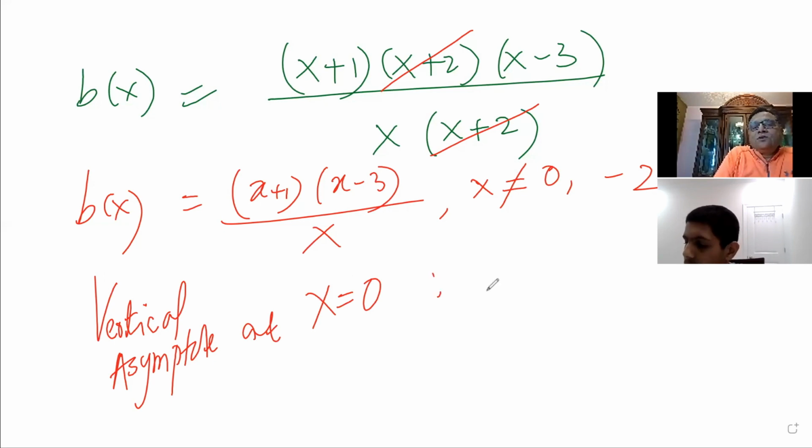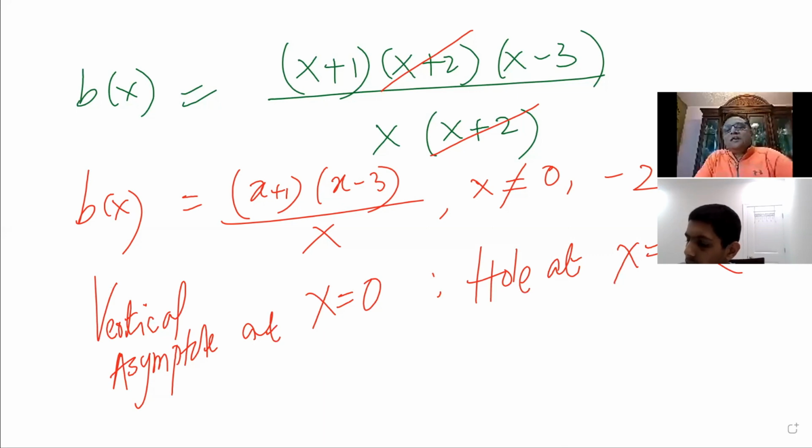And it has a hole at x equals minus 2. Do you understand? Because it cancelled that factor. Do you get the idea? Perfect. So this is very important to understand. All these rational functions, if they have a common factor in numerator and denominator, it cancels and it leads to a hole.